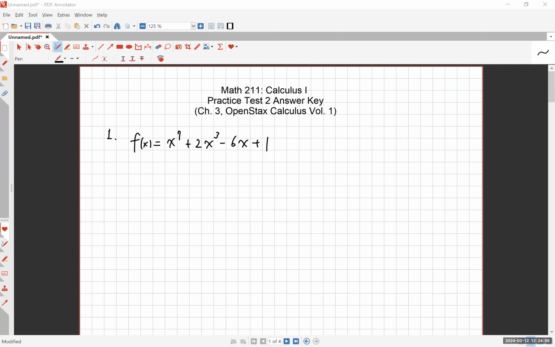All right, number 1. That's pretty easy, right? All you have to do is apply the power rule. So f prime is 7x to the 6th power plus 6x squared minus 6. And what happens to the positive 1? Well, the constant terms go away. So that's it. Very simple. All right, let's go to number 2.